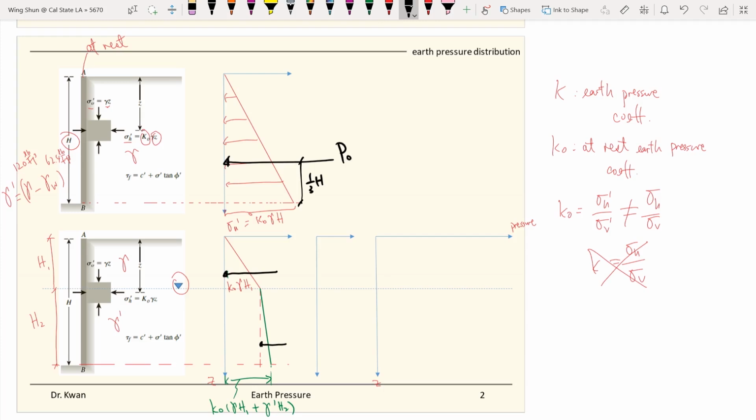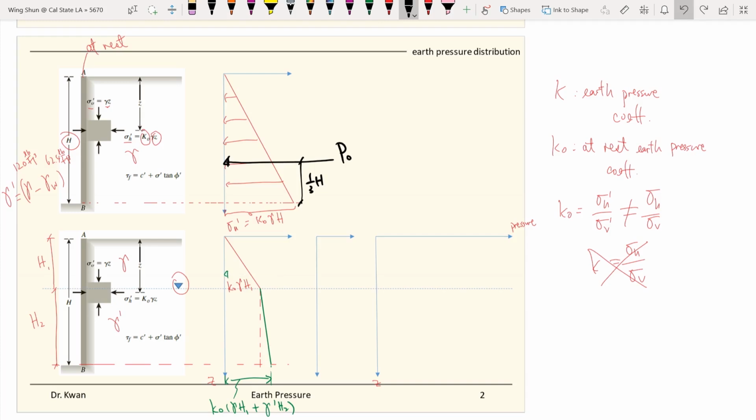So when we do examples, we will talk more about how to locate this overall resultant force. We need to take the moment, but we will talk about how to find it in the examples.